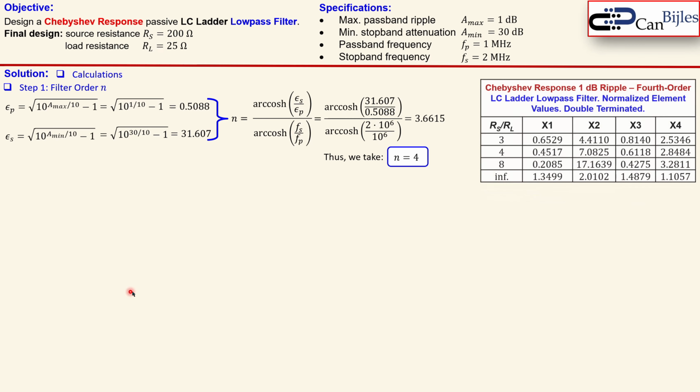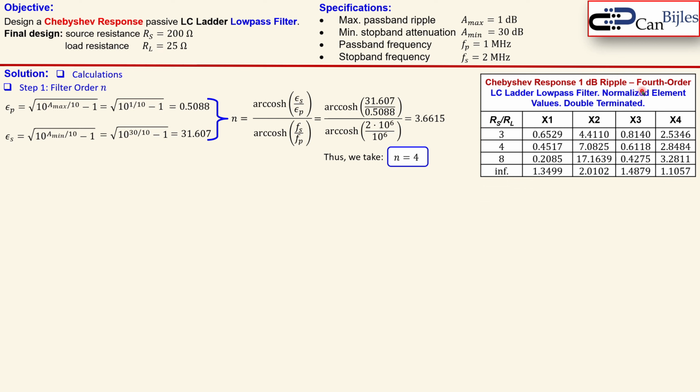So we need to look at the table of the Chebyshev response, 1 dB ripple, for the fourth order system for the LC ladder low pass filter. So we have normalized element values. In the first column you see here the RS over RL. This is the ratio of the source resistor and the load resistor. In this case we have 3, 4 and 8, so different values, and also infinite. X1, X2, X3, X4 are the normalized element values. So this is the capacitor, inductor, capacitor, inductor. So we have here 2 capacitors and 2 inductors. These are all normalized values.